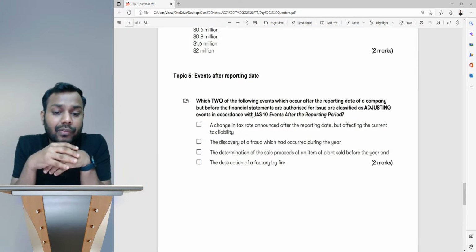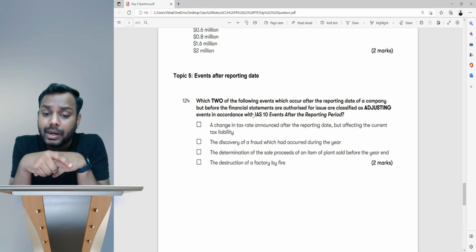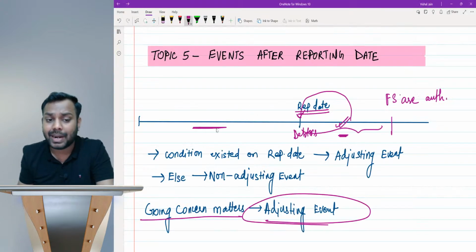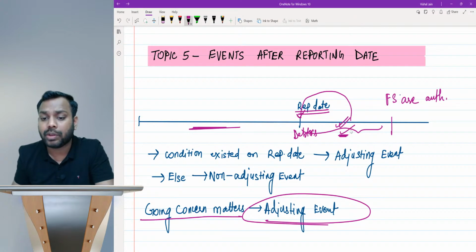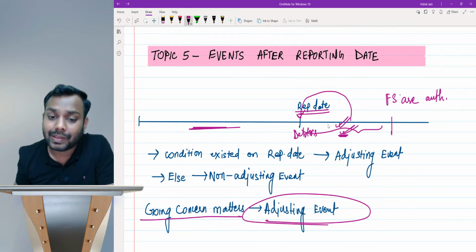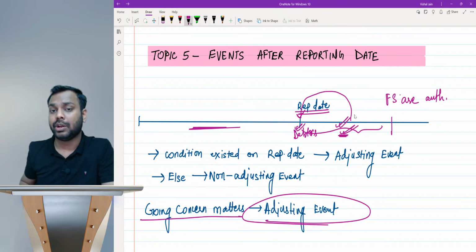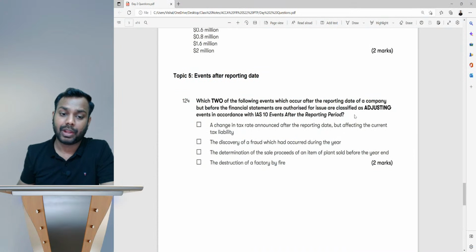Discovery of fraud which had occurred during the year. Now, the fraud happened in this period itself, but I got to know about the fraud here. See, the condition existed on the reporting date, but it just got confirmed after the reporting date. So it will be adjusted for. It will be an adjusting event.